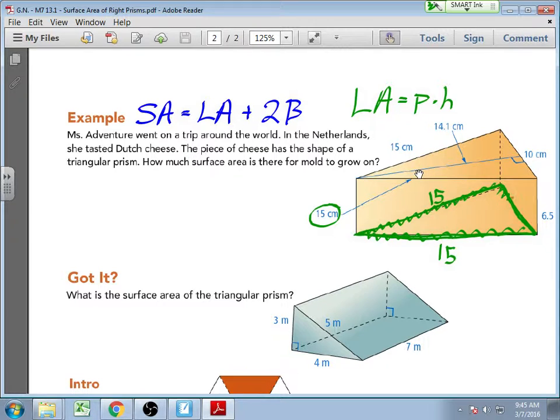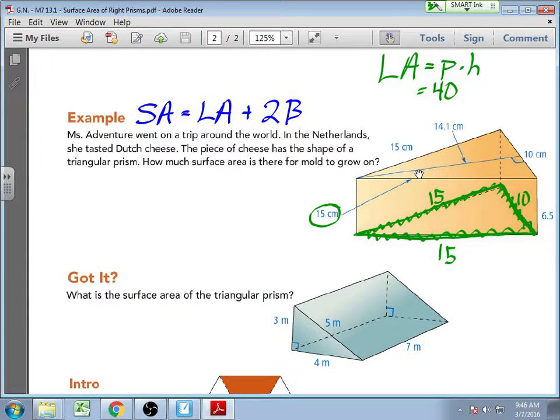What about this edge on the bottom? 10. So what's my perimeter around that triangle? 15 plus 15 plus 10. Yeah. So 40, right? 15 plus 15 plus 10 for that base shape.